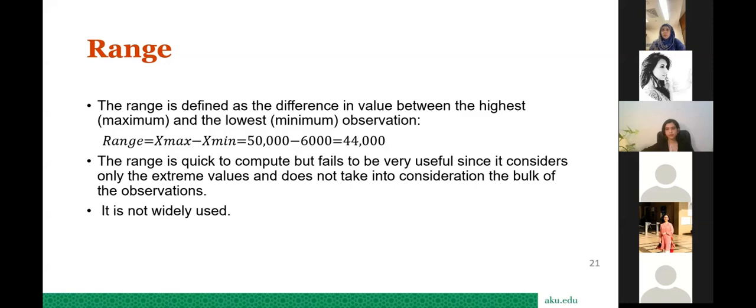The range is quick to compute, but it usually fails to be very useful since it only reports extreme values, minimum and maximum. It does not take into consideration the bulk of the observations that are there, right? So we just know that in our group of patients, there was a patient who was 5 years old, that will be the minimum age, and the maximum age was 70. We do not know what's happening in between, right? Therefore, a lot of people avoid using range.